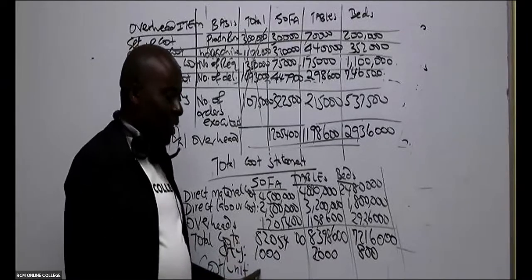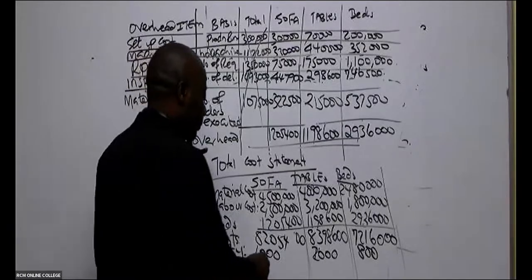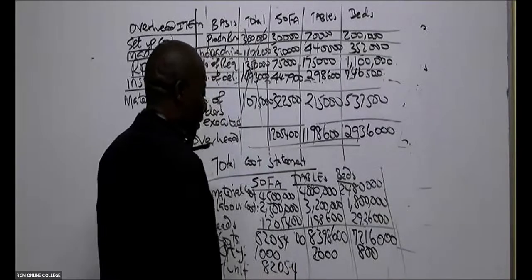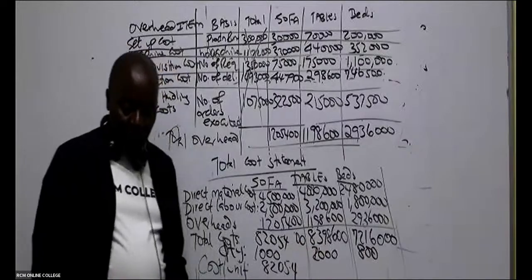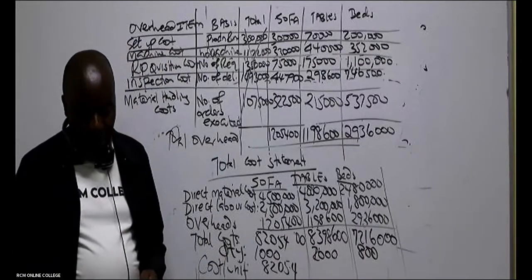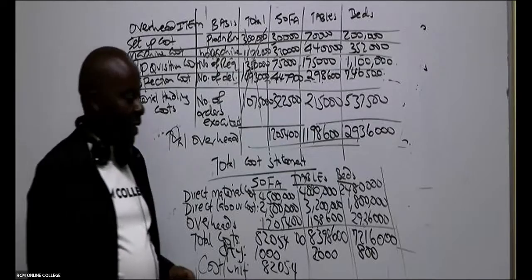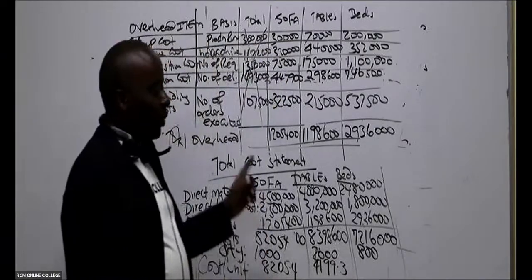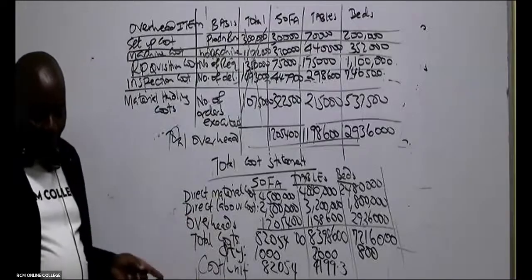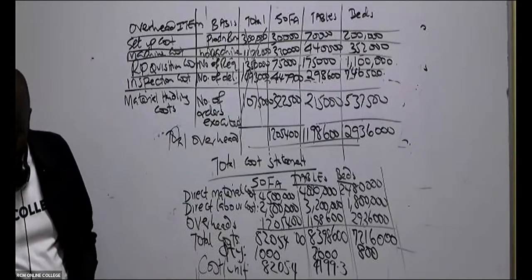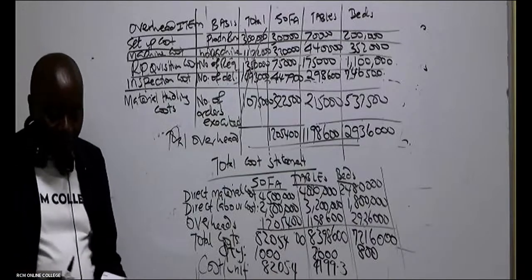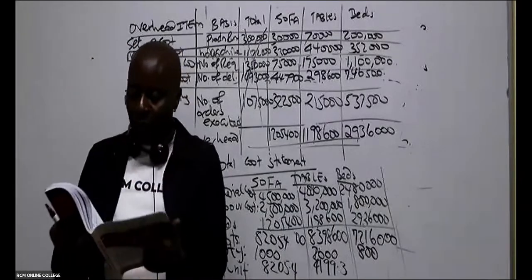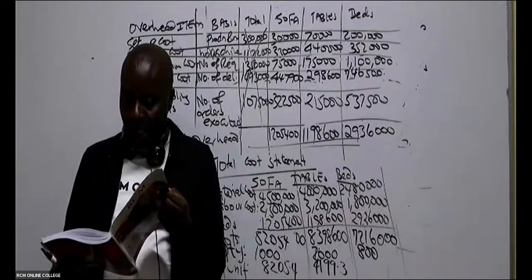So this divided by 1,000 gives me what figure? 82.4, right? Yeah. How about 83,98,600 divided by 2,000? 41.99. And then lastly, we have 72,16,000 divided by 800, which will end up giving us what figure? 90.20, isn't it? So we have there 90.20.